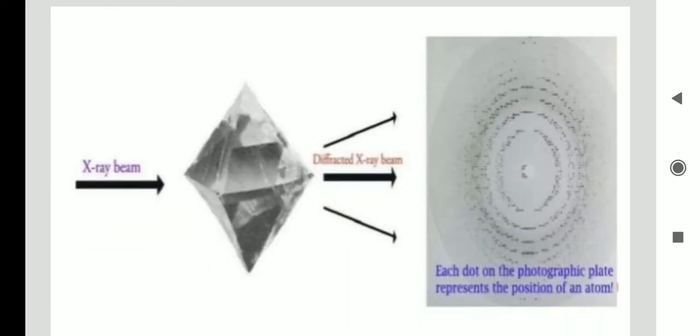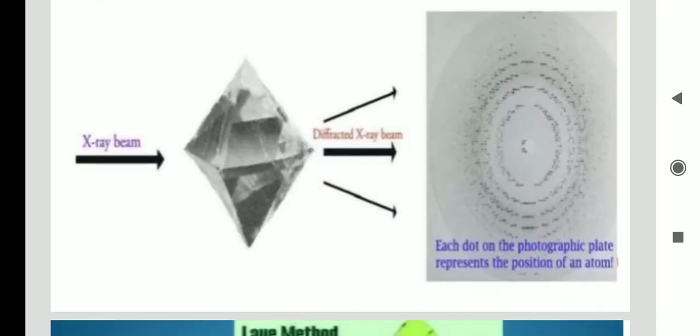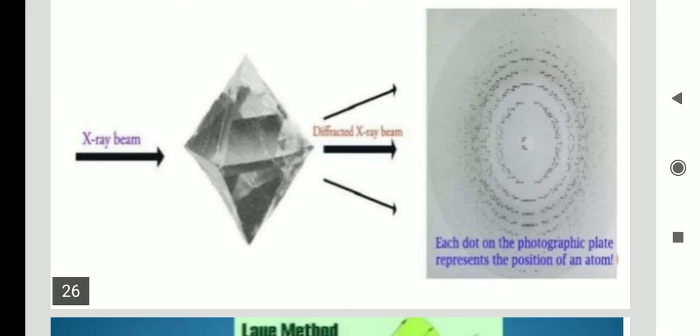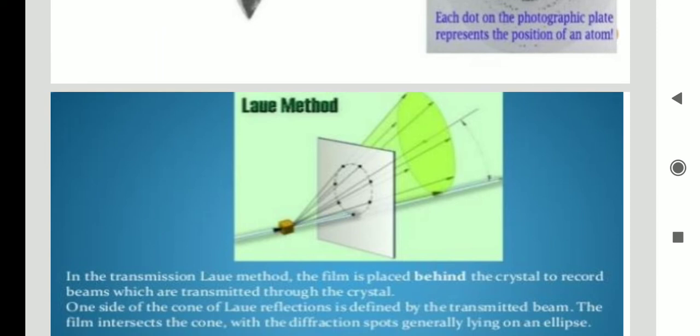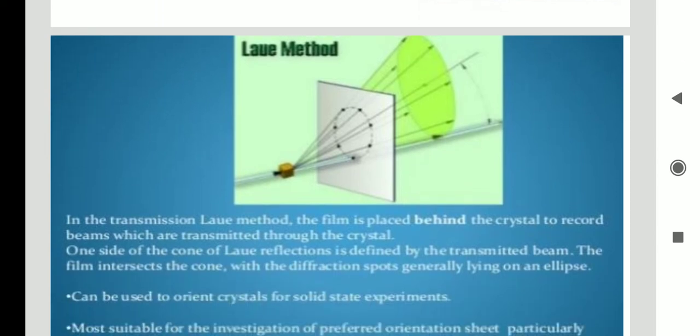Here we have one more example where the X-rays are incident on the prism. Then from the prism, the rays are diffracted, and after that you can see a particular pattern on the photographic film. When you develop, you will find this type of photographic film. So each dot on the photographic plate represents the position of atoms. So this is about the Laue method in transmission.